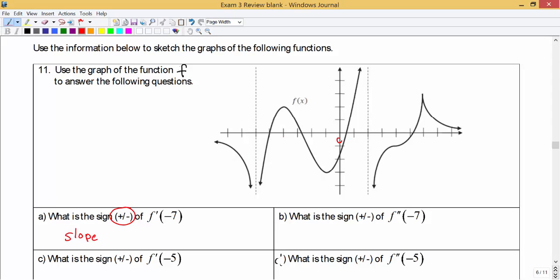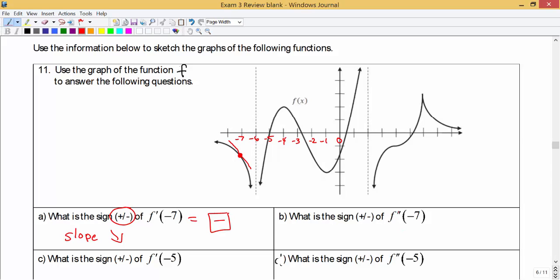So let's label negative 0, negative 1, negative 2, negative 3, negative 4, negative 5, negative 6, negative 7. So here's the point on the graph at x equals negative 7, and the tangent line would have a negative slope. So the sign of the first derivative at negative 7 would be negative.